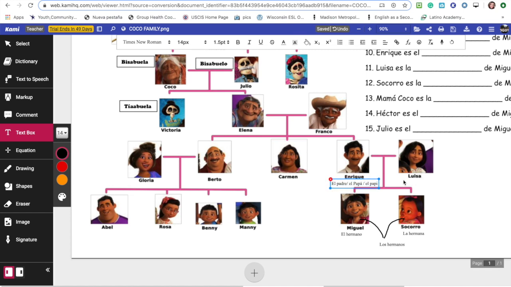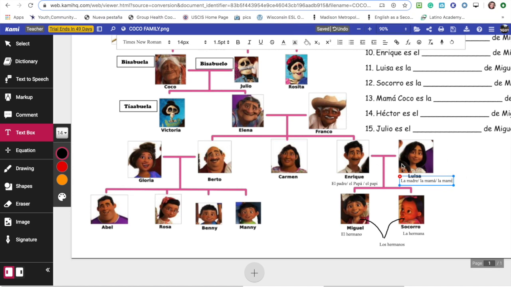Okay, and then Luisa. What is Luisa of Miguel? So we have three ways of saying that. La madre, which is more formal, like mother. Then that will be la mamá, say mom, with an accent on the A, please. And then mommy, that will be la mami. Okay, so that's how it works.